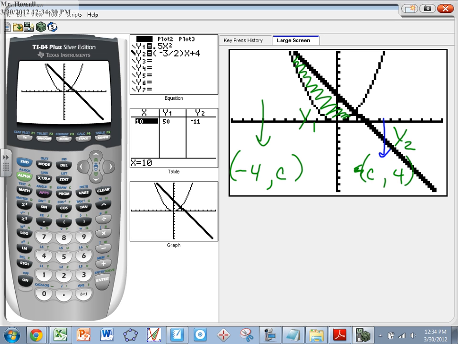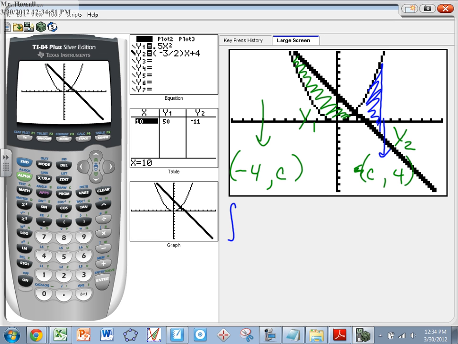I want that area right there. Okay, I might have gone too far. Let's see. 1, 2, 3, 4. No, it's pretty much right there. Okay, so give me the first one on the left. The integral of y squared.